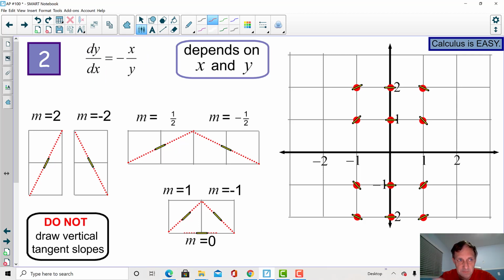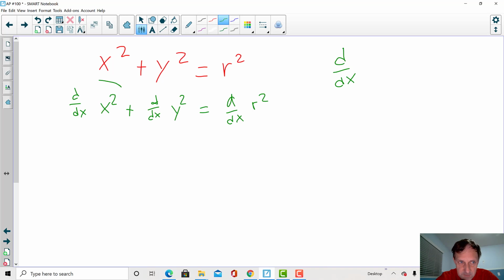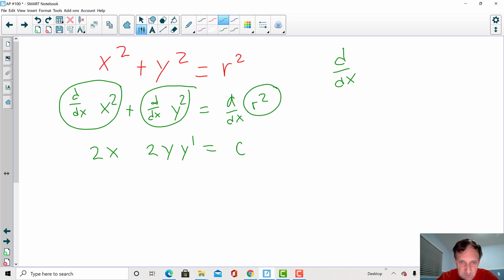Now let's take a look at how we got that. The original equation was actually a circle, and we're doing the derivative with respect to x on both sides. If we do that, the derivative of x squared is just going to be 2x. The derivative of y squared is going to be 2y and then y prime. The derivative of a constant is just going to be 0.